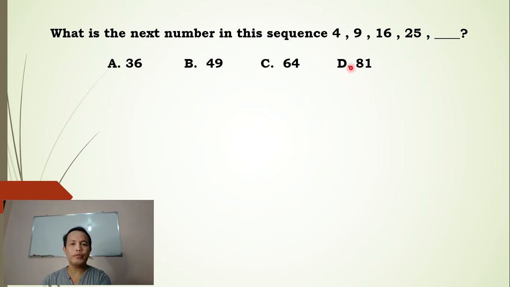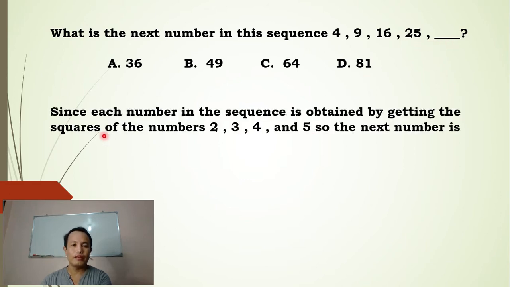So as you have observed in the sequence, we have 4, 9, 16, 25, and blank. These numbers are perfect squares. So to get the number next to 25, since each number in the sequence is obtained by getting the squares of the numbers 2, 3, 4, and 5. That means the square of 2 is 4, that means 2 times 2. The square of 3 is 9. The square of 4 is 16. And the square of 5 is 25.